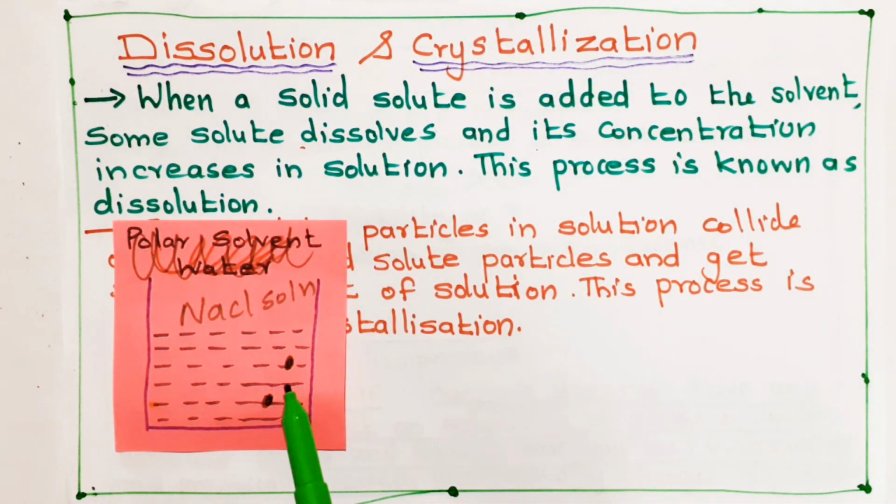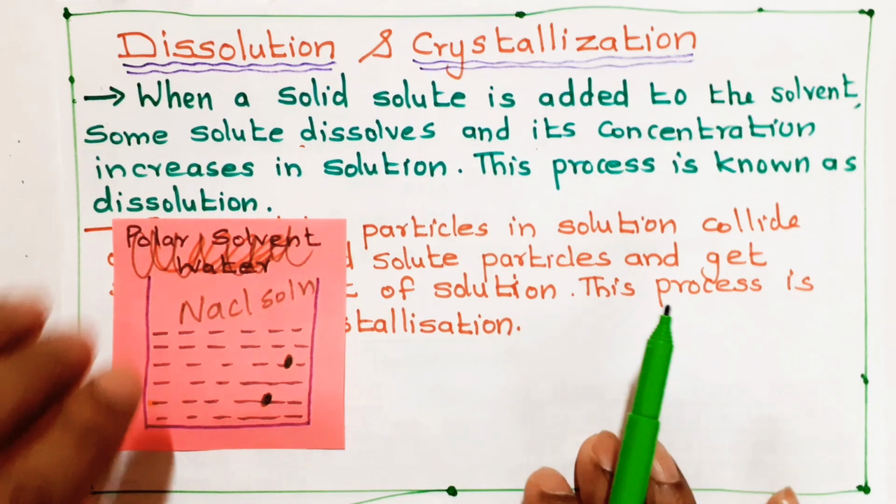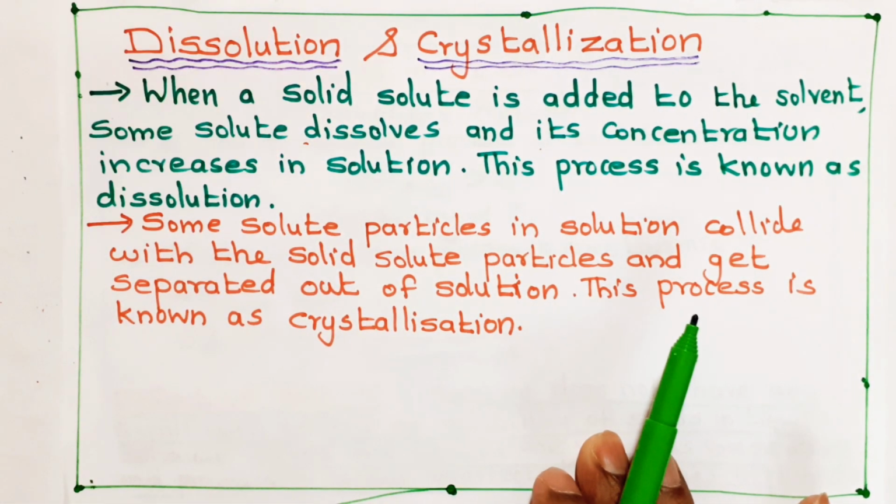Right, here we have found some sodium chloride crystals. This solute particles means what? This is sodium chloride solute particles. That means sodium chloride crystals. So here we have seen the formation of sodium chloride crystals, and this process is called crystallization.